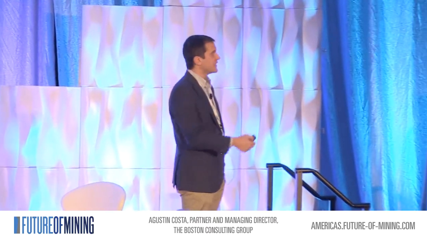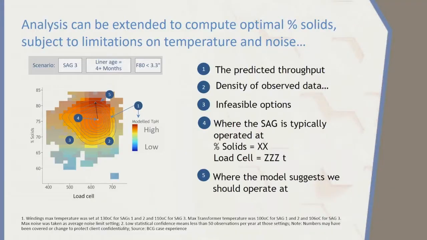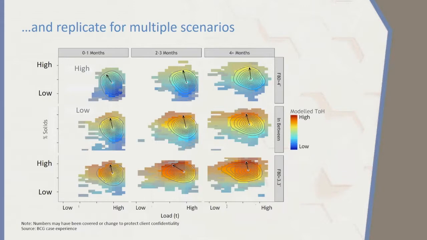We can then expand this, and similar to what we did before, start to understand, okay, with load and percentage solids, which were the 2 key inputs into the control expert system, how far from optimal are we? And note that here we're seeing one scenario, which is one of the SAGs, a liner age of 4 months, so really close to the end of life, and for a fragmentation of an F80 below 3.3 inches. And then you can start building several scenarios with this for different liner age, for different percentage solids, for different levels of fragmentation.